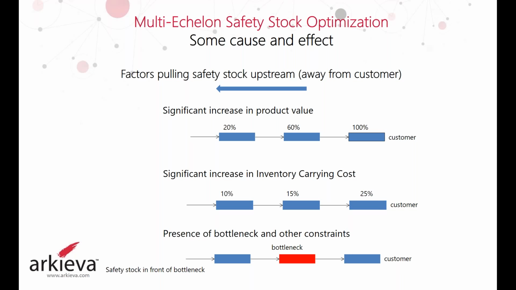If you have bottlenecks and other constraints, again, it might have a tendency to pull the safety stock further upstream or further away from the customers.